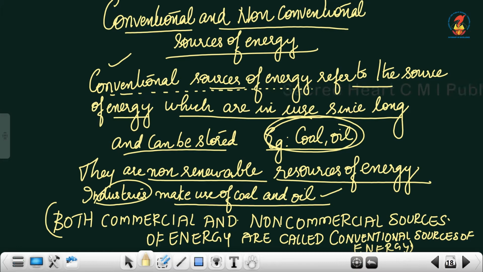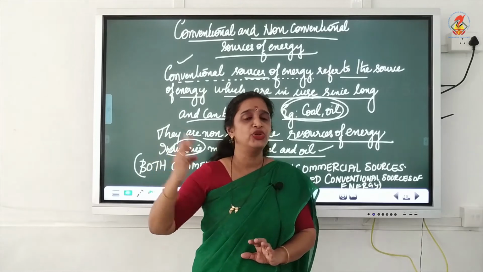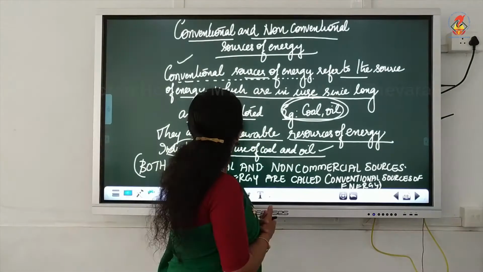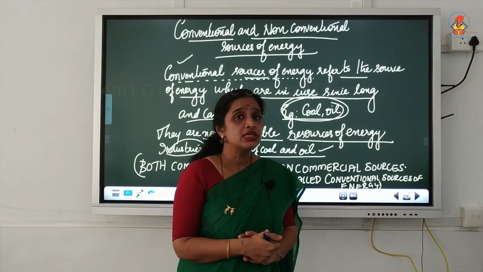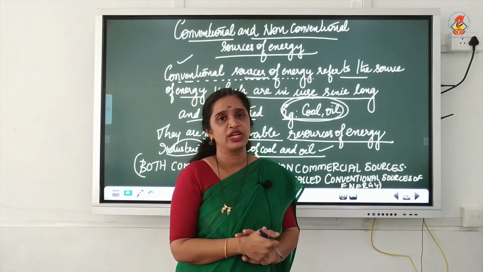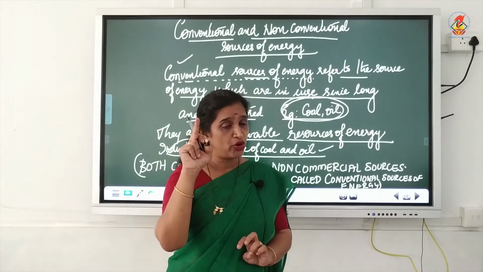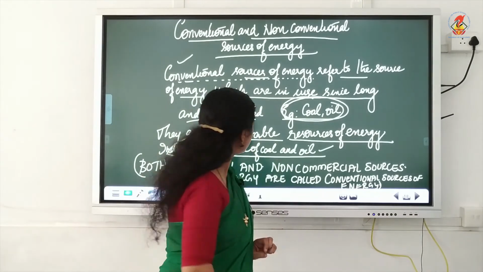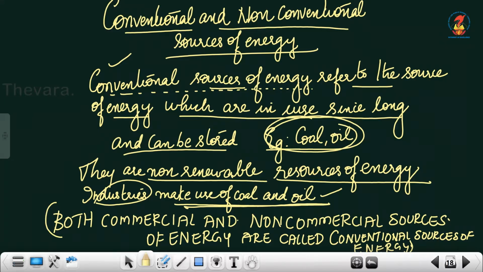So these are very important points from the examination point of view. Conventional and non-conventional. Conventional sources of energy means those which are in use since long and can be stored. Example, coal and oil. The point to be noted is they are non-renewable. The industries generally make use of coal and oil.